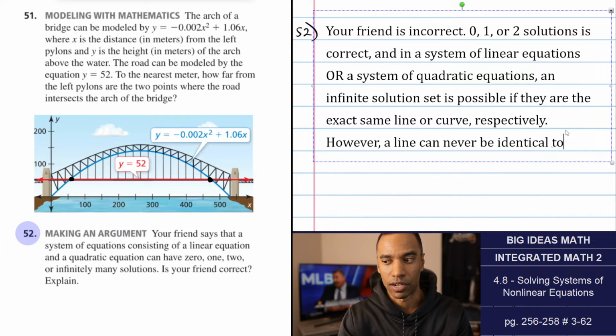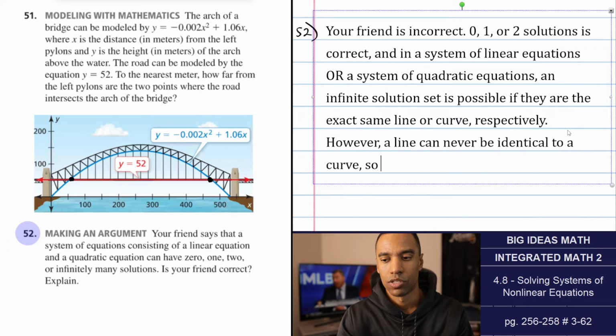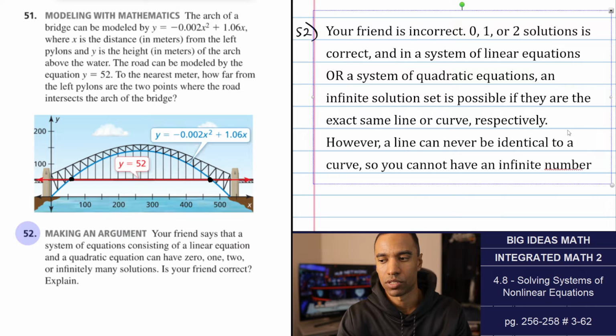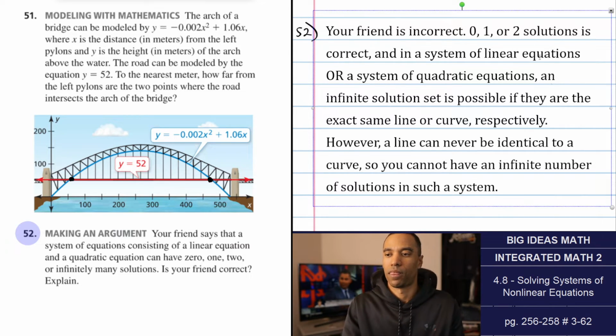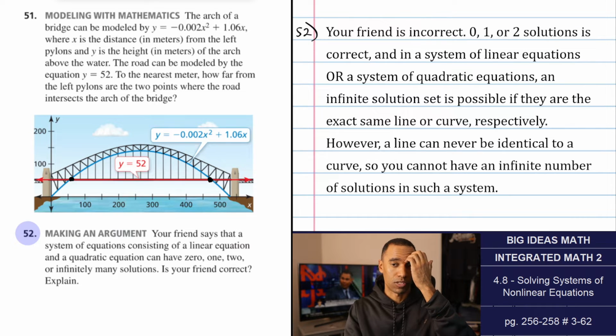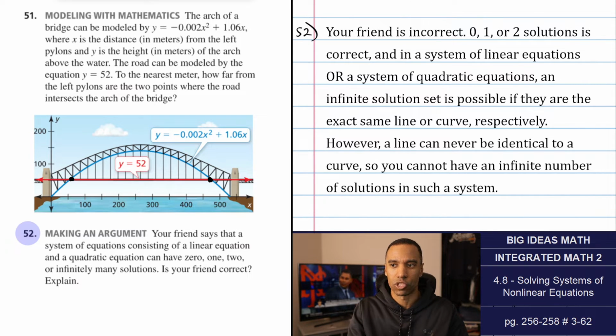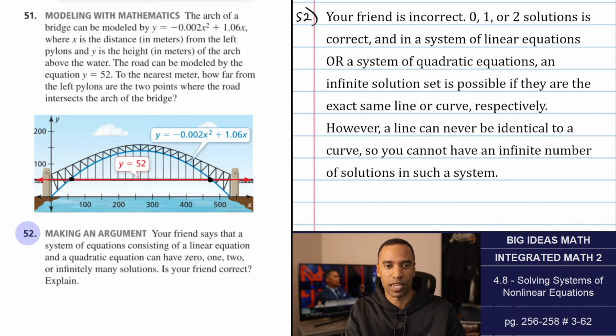Now, it's not everywhere. It can intersect at a couple times. It can look the same for a moment before it branches out. So you cannot have an infinite number of solutions in such a system. That wouldn't be possible because a line and a curve cannot be the same. Obviously, I could have described it a lot less, but because I'm typing and saying it out loud, I want to give you a complete answer.